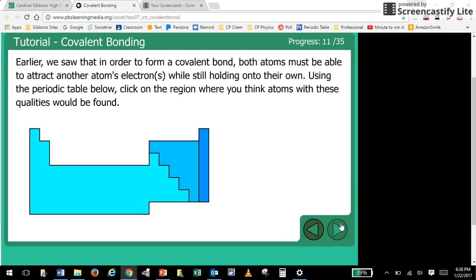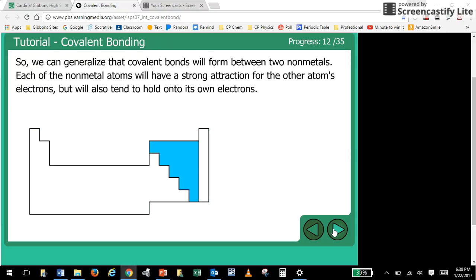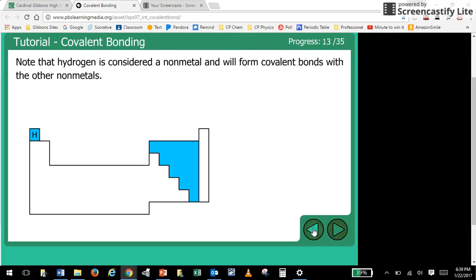That forms a bond. So these bonds tend to form here in the non-metal area of things. They have electronegativity similar to each other, so when they bond with each other, that is what happens. And don't forget hydrogen is a non-metal, even though it's in this alkali metal area. It really is a non-metal and should be over here.